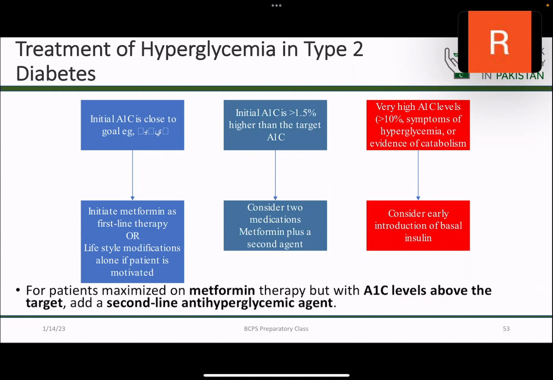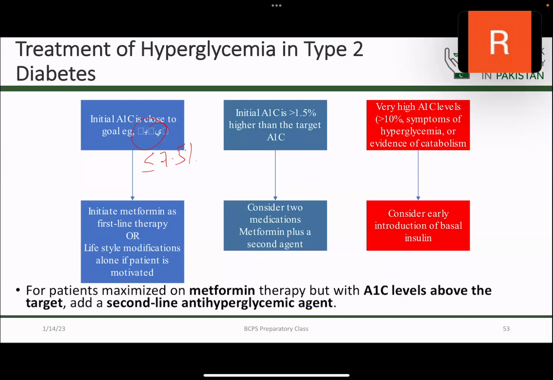So actually, this is less than 7.5%. This is just to give an example that if A1C is close to the goal, you can just start with metformin. You don't have to add any other medication, and lifestyle modifications are sufficient if the patient is motivated. But most of the time, patients are not motivated to adopt lifestyle modifications, so we have to initiate metformin. But if the initial A1C is more than 1.5% above the target A1C, so the target A1C was, for example, 7, then one medication would not be sufficient.